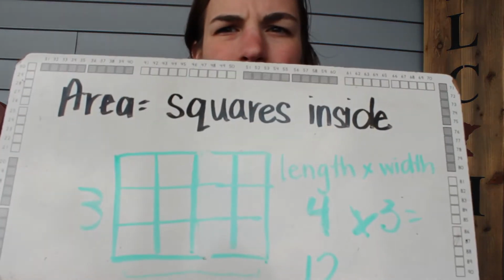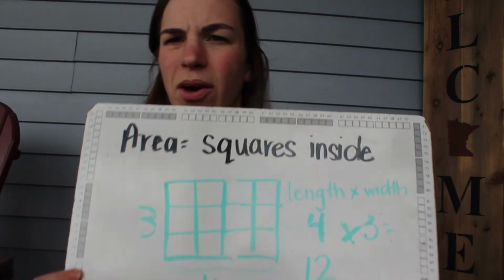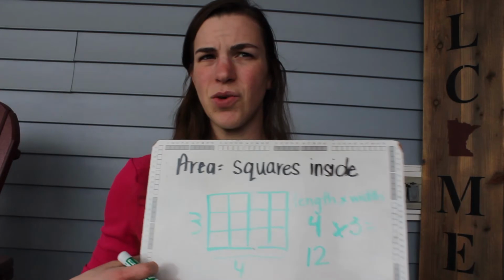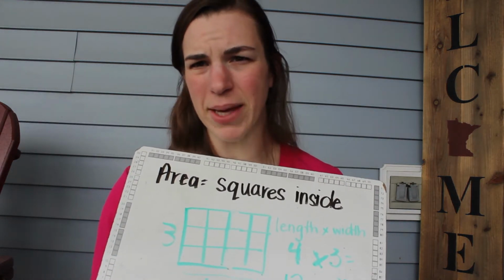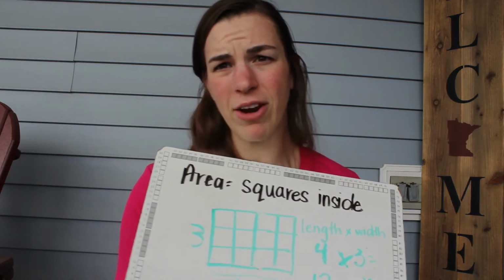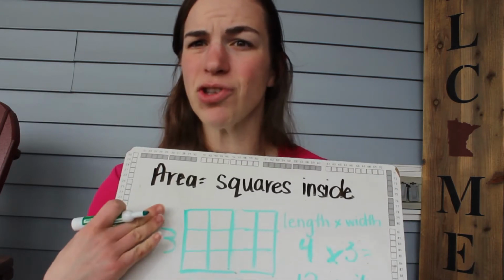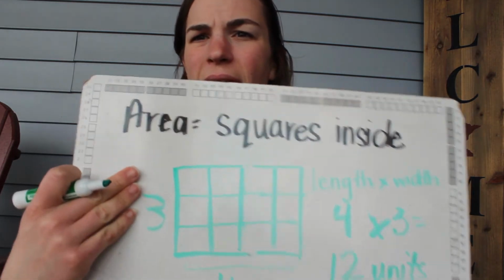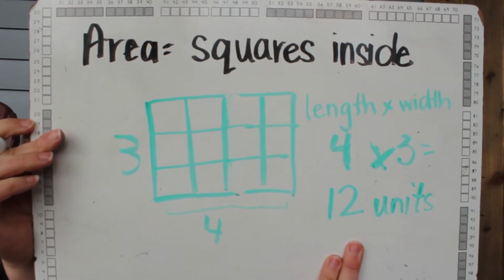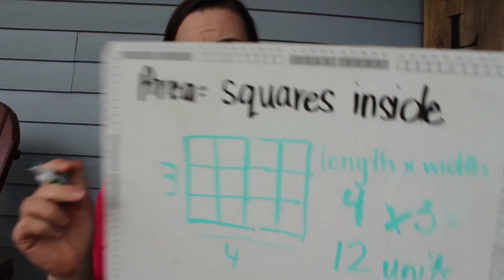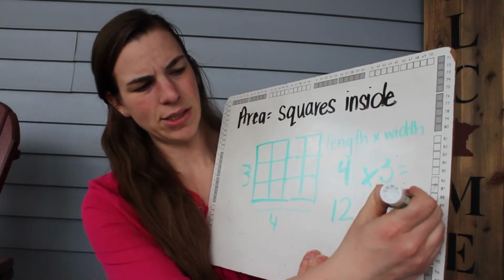Now, we don't know what unit this is, so we are going to leave it as 12 units. But 12 units, well, it's not just all one big long string of feet, inches, or units. No, they are squares on the inside. So I have to say units square or units to the second power like this. Units square.